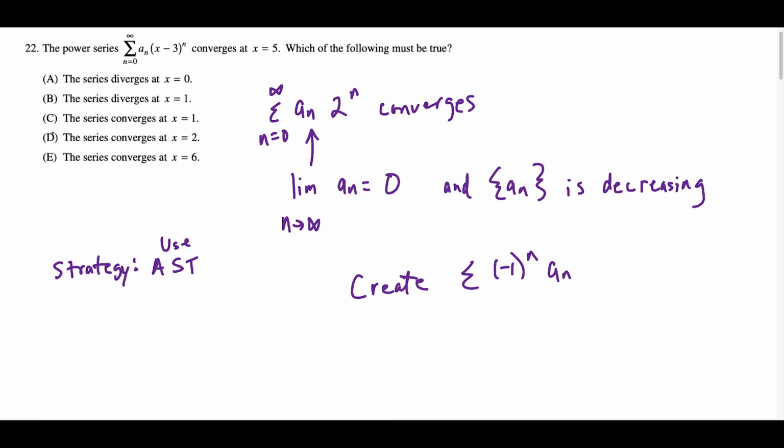And if you think about it very carefully, that's going to tell us that we have to go with an x value of 2. Because when we plug in 2 here, at x equals 2, this is going to give us the series a sub n, and we would have 2 minus 3 to the n power, which is going to give us the series a sub n times -1 to the n here. So we're going with choice D for question 22.